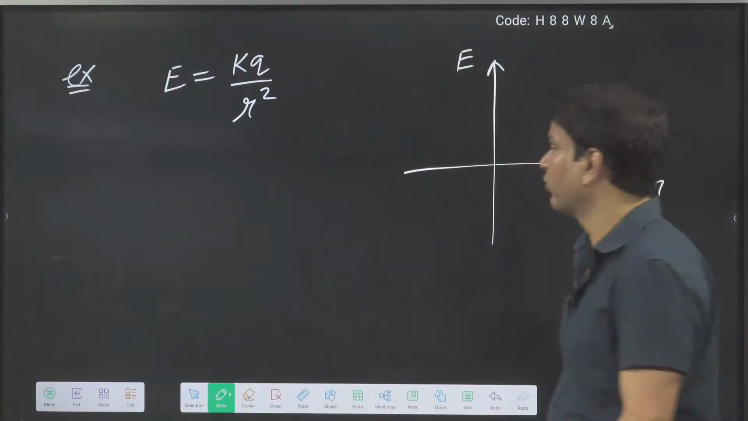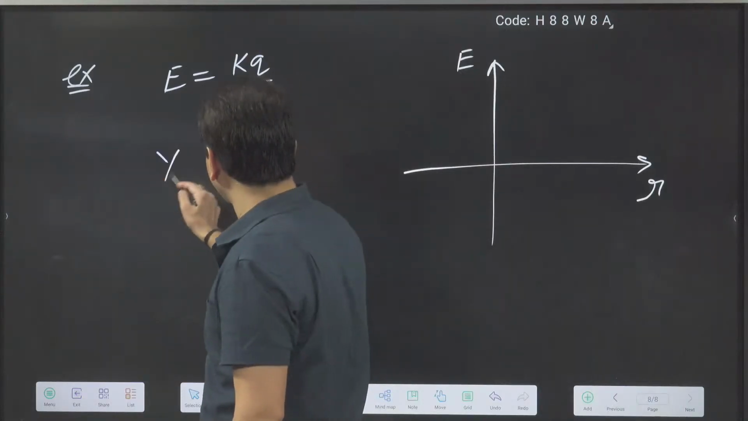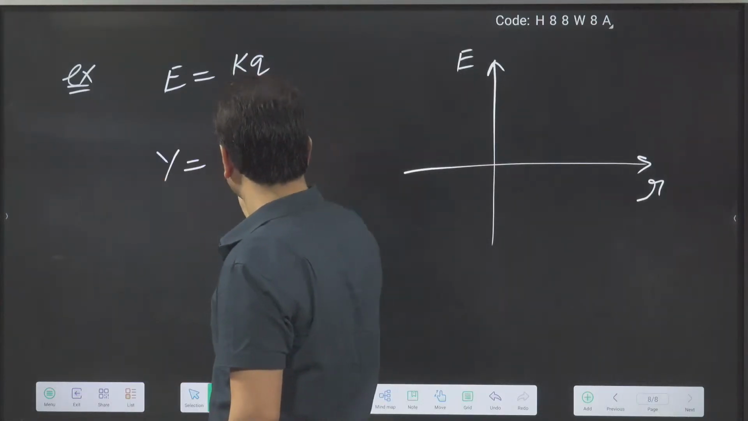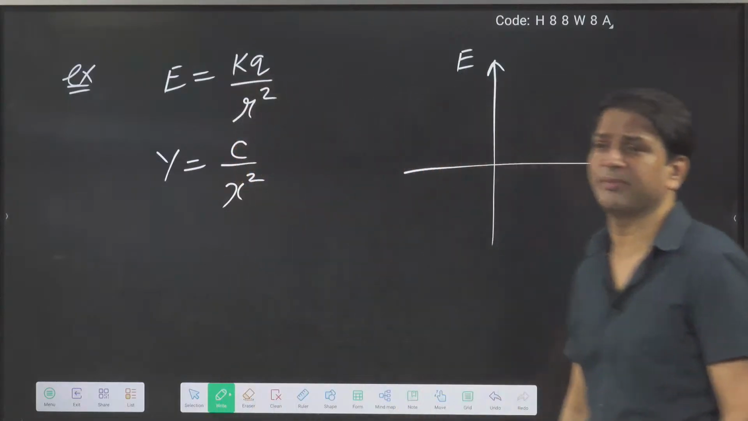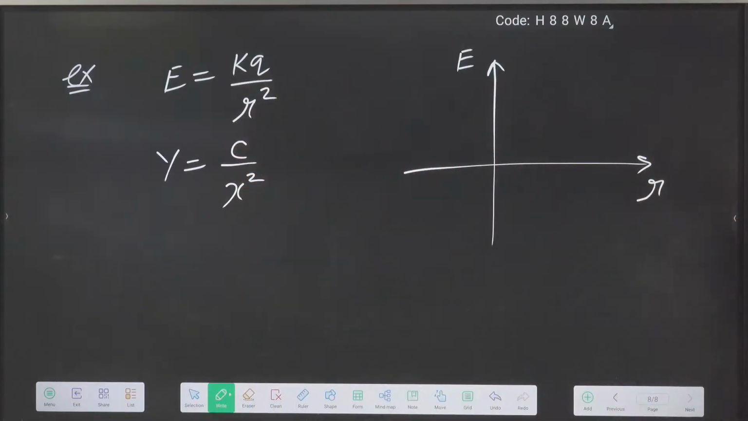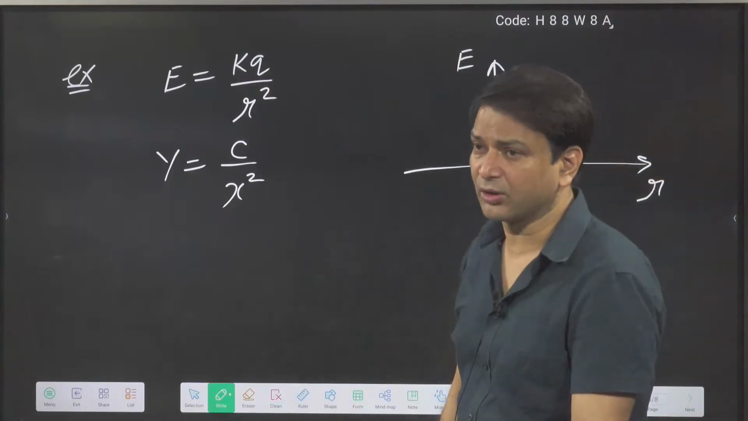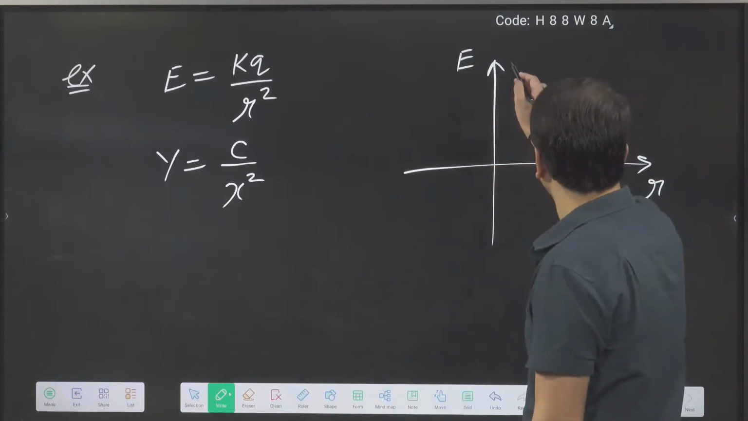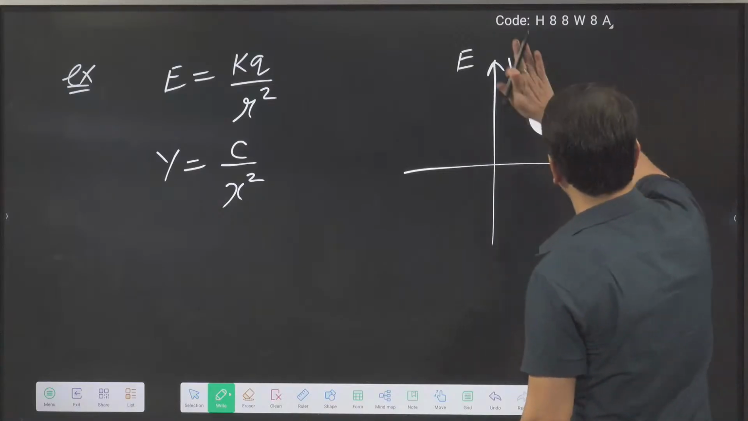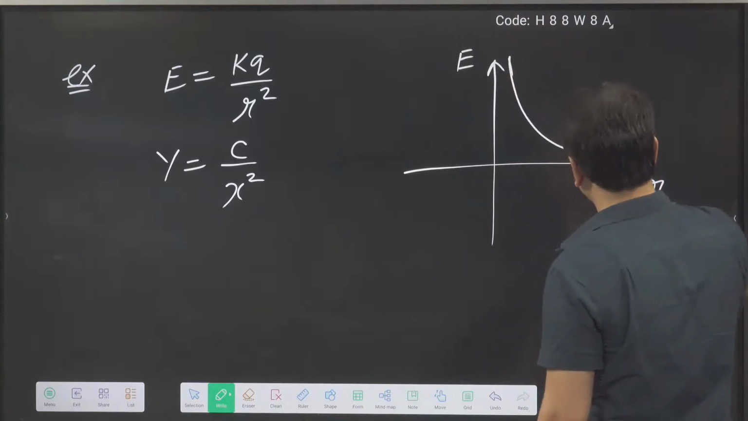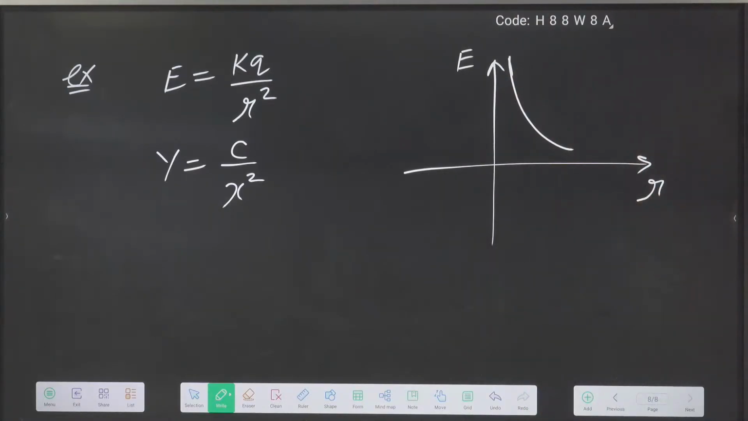Then what I will do, I will replace E by y, kq is constant so C, r is x, then x square. So y is equal to C by x square, which is y equal to C upon x to the power n. N is what here? 2, positive. So the graph will be a rectangular hyperbola. Then how will we make the graph? Like this. Everybody getting?